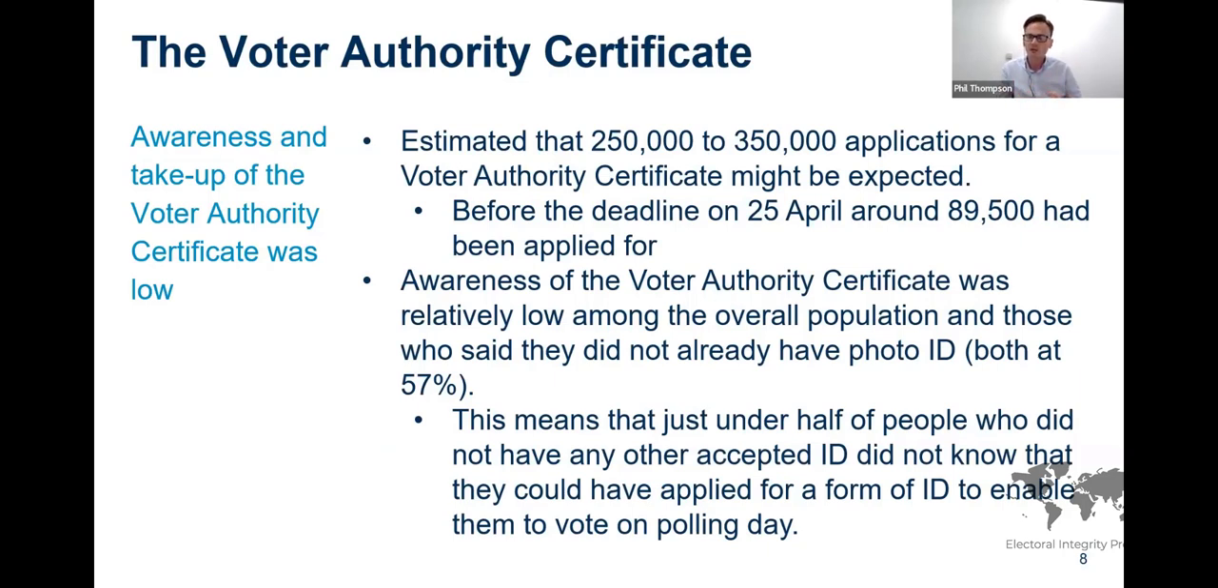Given the size of the electorate and that 4% figure, we had estimated that anywhere between 250,000 to 350,000 applications for a voter authority certificate would be needed if everyone wanted to vote. That's definitely not what we saw. There were about 90,000 applications ahead of the deadline on the 25th of April, and actually only 25,000 voter authority certificates were used on the 4th of May.